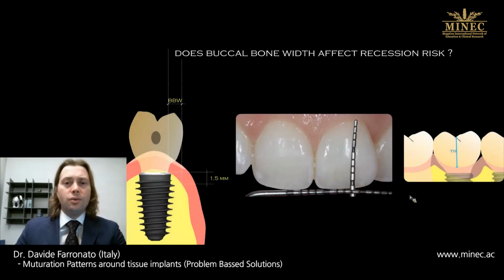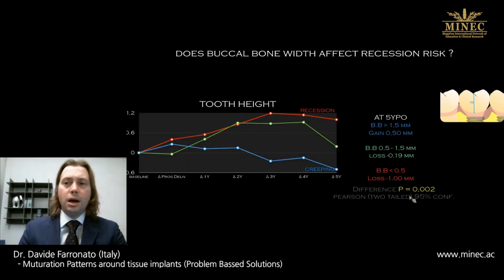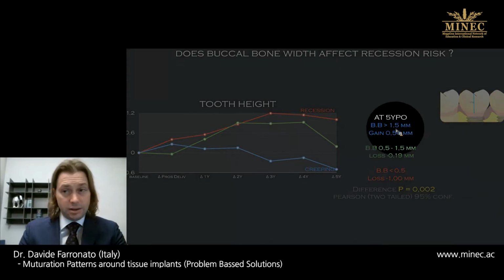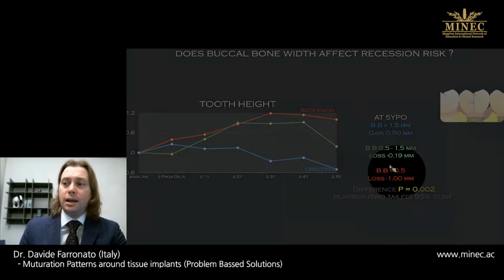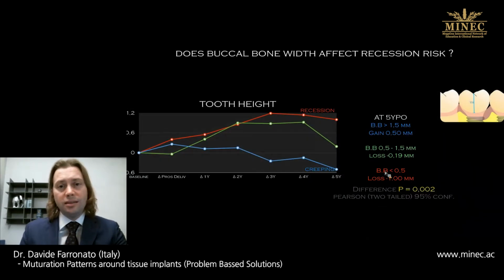So with the tissue height, we measure the distance between the zenith and the tooth shoulder. What happens is that when the buccal bone was more than 1.5 millimeter, we could register, after 5 years from placement, a creeping attachment of tissue. So we had more tissue than what we had at the beginning of the delivery of the final prosthodontics. If we compare this with the situation of less than 0.5 millimeter, we see an average recession of 1 millimeter.